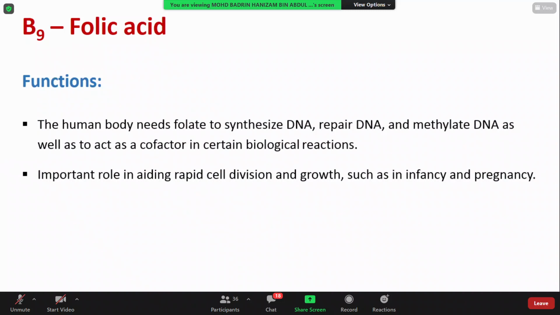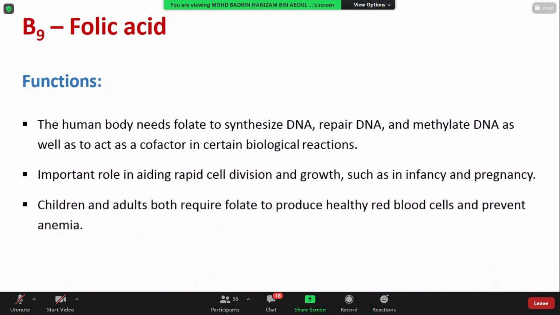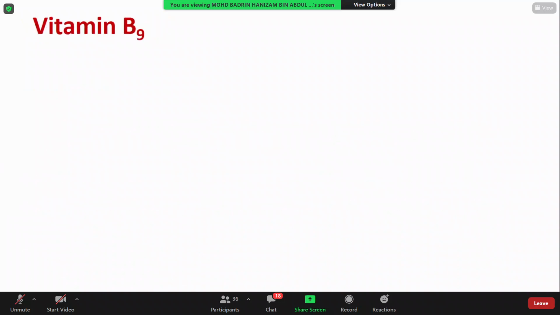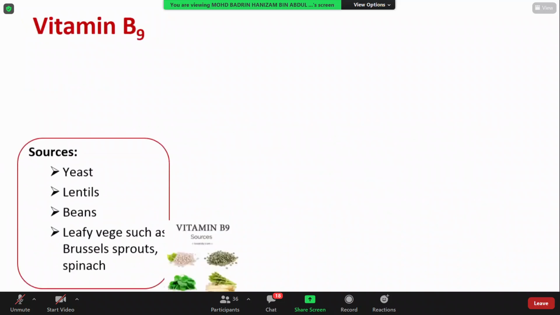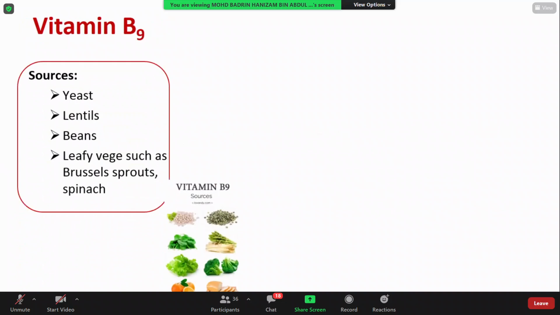That's why pregnant ladies need a high amount of folic acid. The daily amount of folic acid is increased for an individual that gets pregnant, right? Because the infant needs a high amount of folic acid for cell division and cell growth. Children and adults both require folate to produce healthy red blood cells and prevent anemia.